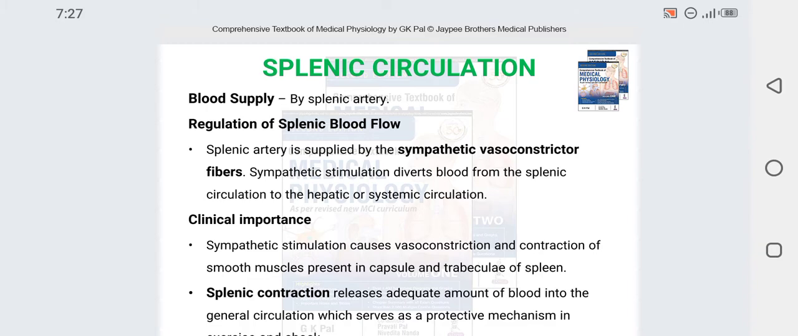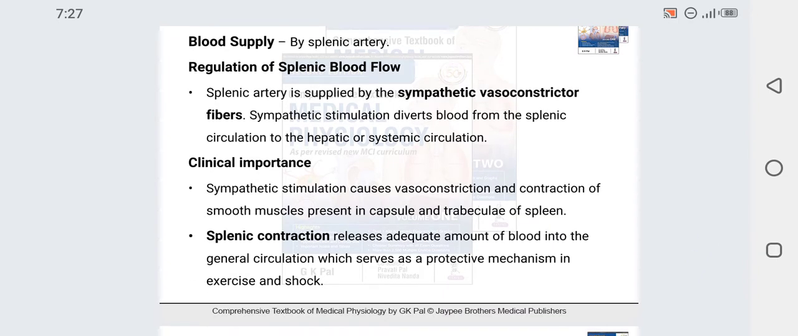In this group, third comes the splenic circulation, that is, the circulation through the spleen. The blood supply is by the splenic artery. Regulation of this splenic blood flow is by sympathetic vasoconstrictor fibers. Sympathetic stimulation diverts blood from the splenic circulation to the hepatic or the systemic circulation.